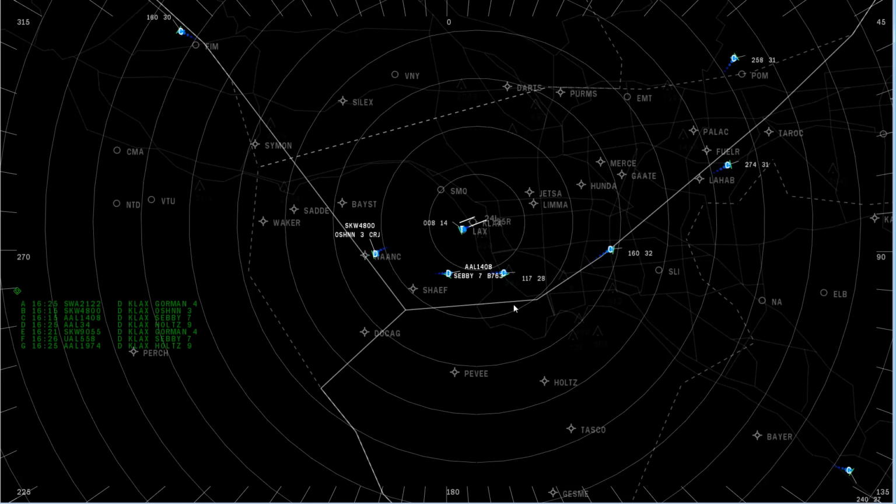Departure, SkyWest 9055 with information Alpha at 900s climbing to 5000s. SkyWest 9055, radar contact.